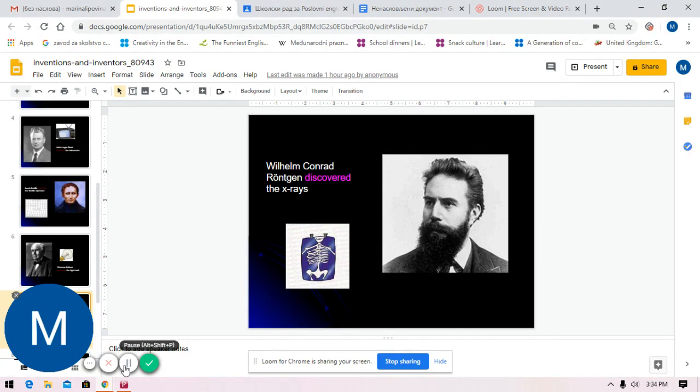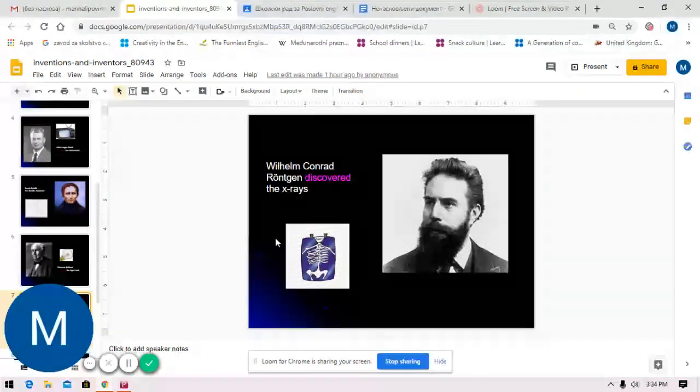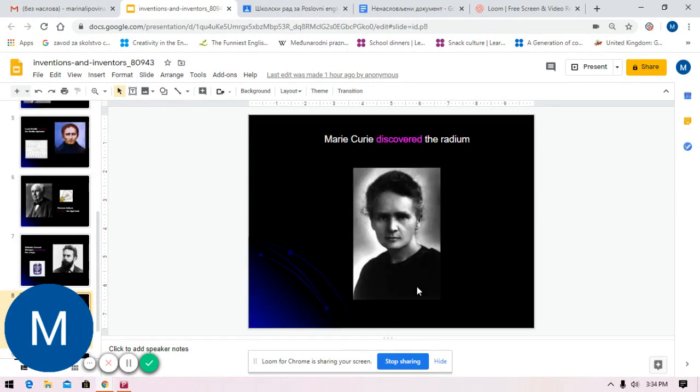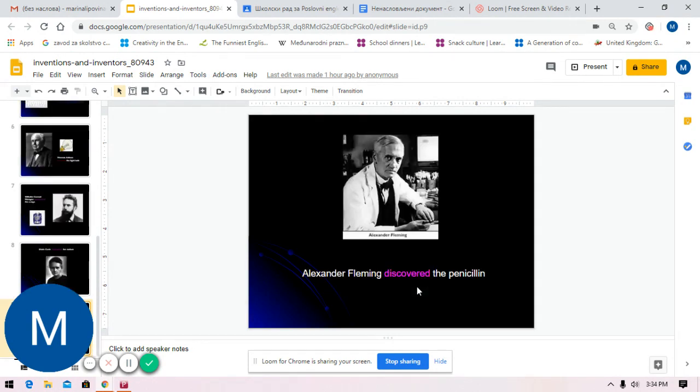William Conrad Röntgen discovered the X-rays. This Röntgen and X-rays, I'm sure it reminded you immediately of our word, which is Röntgen. Yes, you're correct. Marie Curie discovered the radium. Alexander Fleming discovered the penicillin. And there are many, many more.